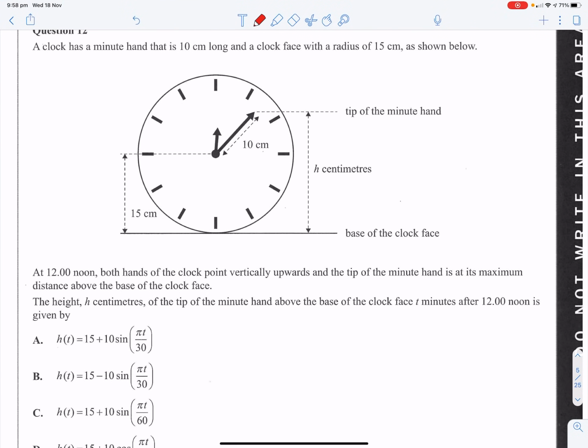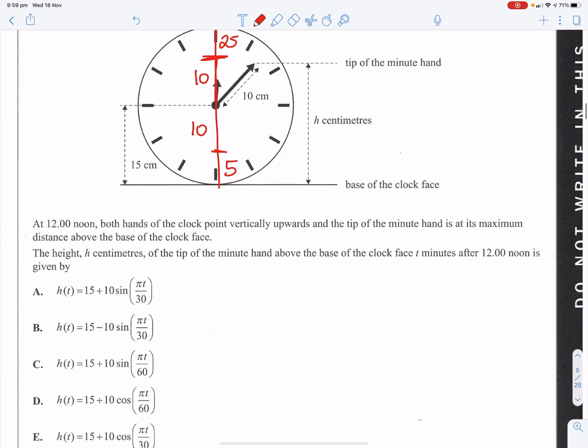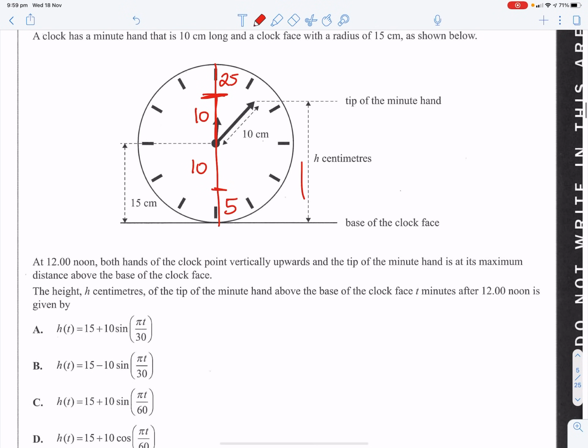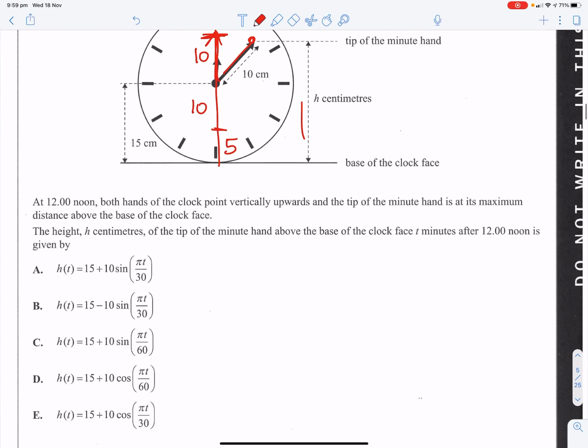Okay, a clock has a minute hand that's 10 centimeters long and a clock face with a 15 centimeter radius. So if it was up there, it'd go 10 and 10, so that distance is 5, and that's 25. Okay, so the height is to the tip of this thing. At 12 noon, both hands point vertically upwards, and the tip of the minute hand is at its maximum distance above the base of the clock face. The height of the tip of the minute hand above the base of the clock.